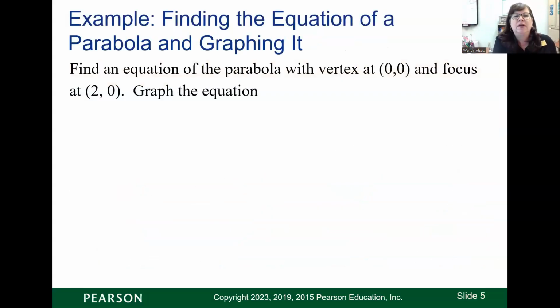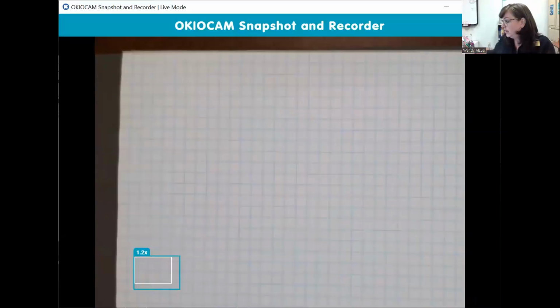So let's just start off and graph some. Let's figure out the equation of a parabola with a vertex at 0, 0 and a focus at 2, 0. I'm going to use graph paper here, and I highly suggest you do as well.